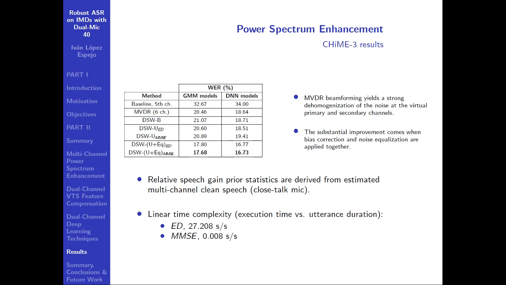We compare again our minimum mean square error based relative speech gain estimation method with the eigenvalue decomposition based technique previously presented. What draws attention is that correcting bias with our method worsens a biased dual channel spectral weighting with deep neural network acoustic modeling. This can be explained because NVIDIA beamforming yields a stronger homogenization of the noise at the virtual primary and secondary channels, so the substantial improvement only comes when bias correction and noise equalization are applied together.